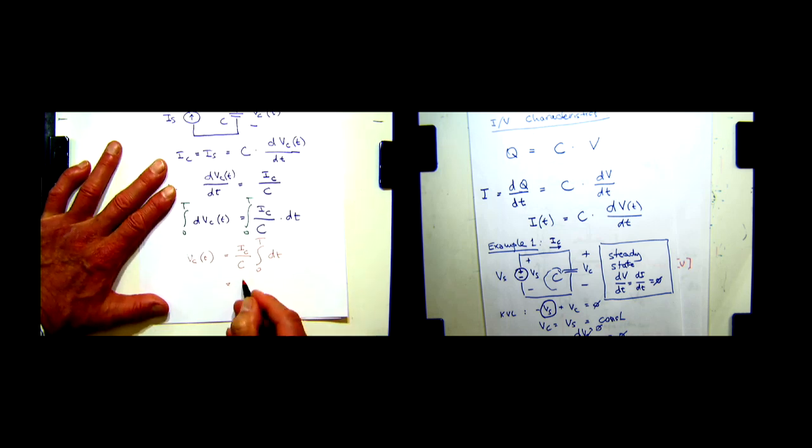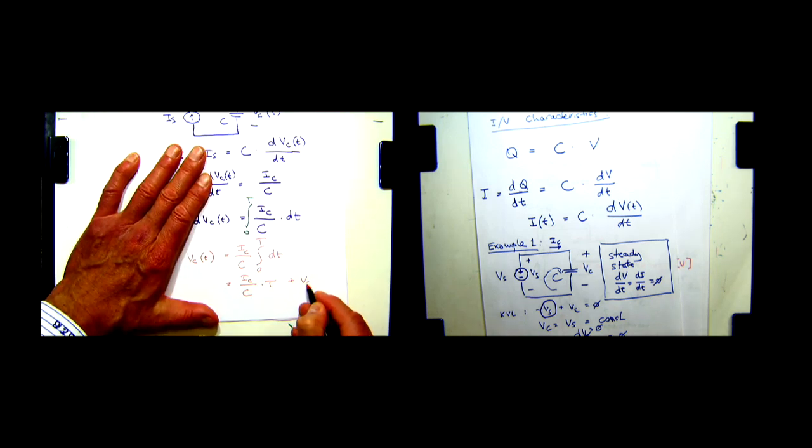So that's Ic over C times t. Plus, there is something that we have to add here. What do we have to add here? We have to add the voltage on the capacitor at time t equals 0. So we have to add the initial condition. So this is how we solve this. Happens to be a differential equation, but one of the simpler ones, fortunately.